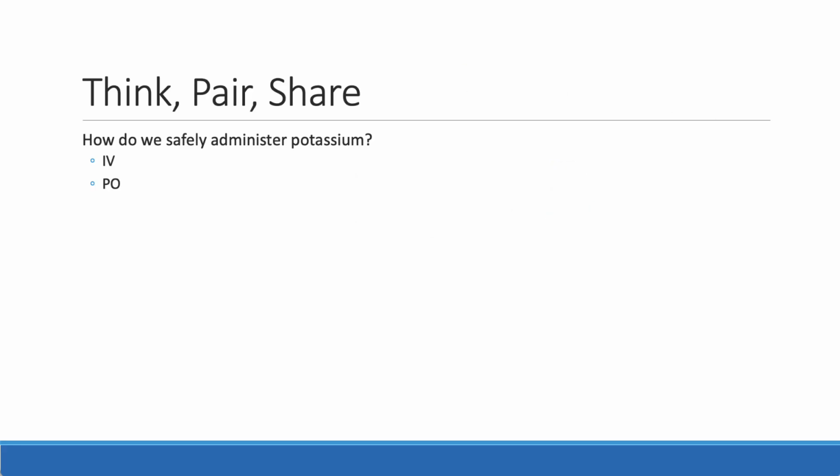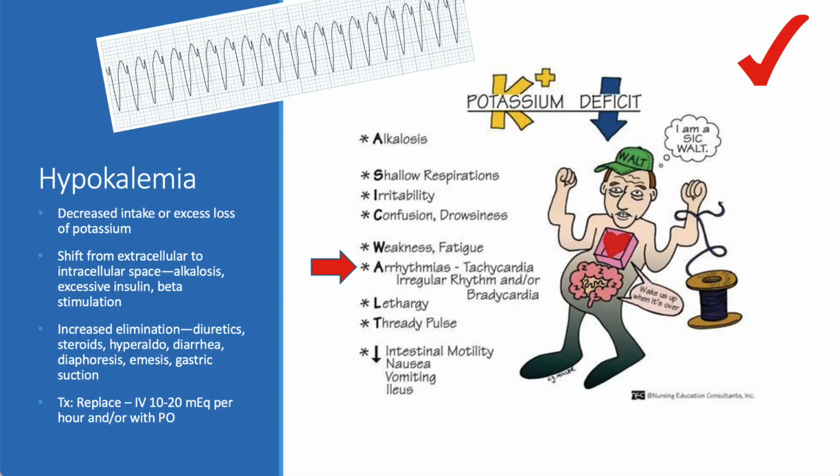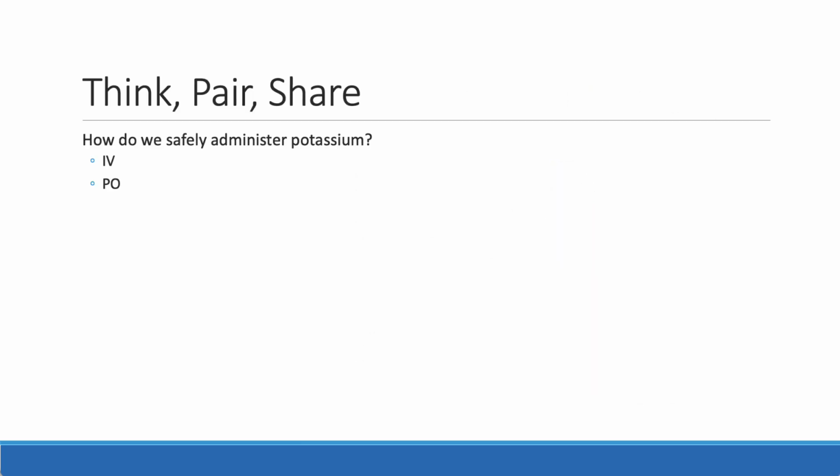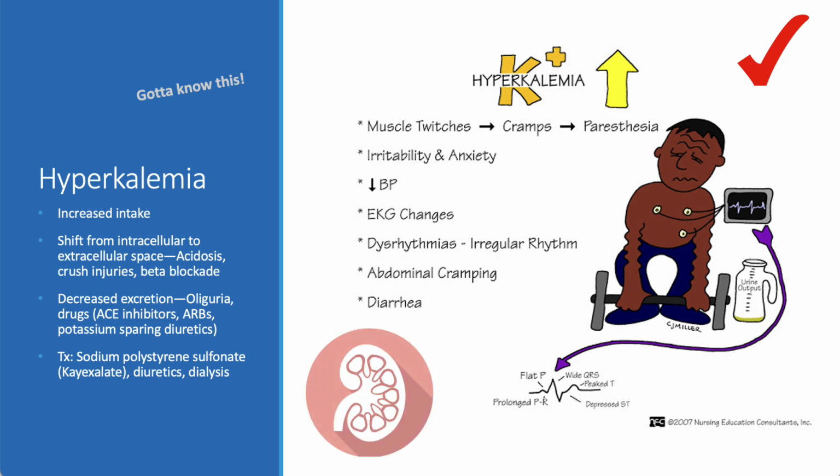Okay. So if we were in class, I would ask you to think about, how do we safely administer potassium? Remember, we can't give IV push potassium. Bad idea. So IV, we give 10 to 20 milliequivalents per hour, or we can give like 20 or 40 of PO potassium. What happens when you take PO potassium? It can make you nauseated. So we usually give it with food, so they don't throw up on us.